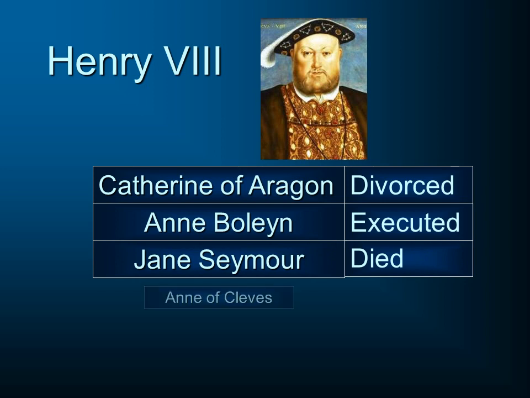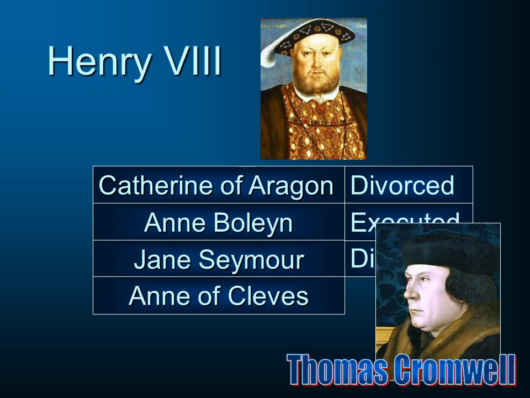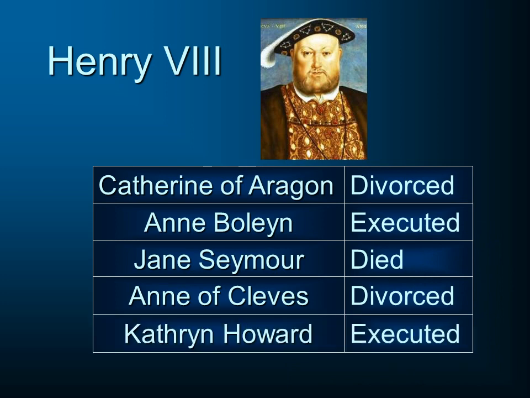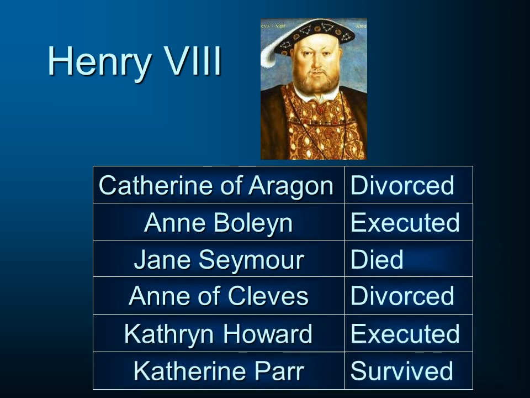She will die. Next, we'll have Anne of Cleves. It's interesting. Thomas Cromwell, still another chancellor, helps to organize. He plays matchmaker and helps to organize this. But there will be a divorce here as well. And then Catherine Howard will be executed. And finally, you have Catherine Parr. Notice 6 different wives. They go divorce, executed, died, divorce, executed, survived. And finally, the reason she survives is because Henry VIII, he actually dies.